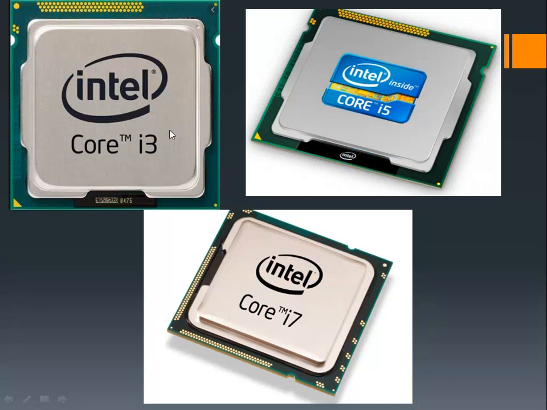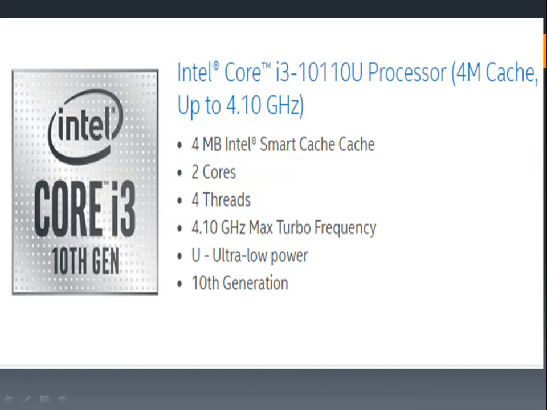If you open your computer, you will see something like this on your motherboard. This is how the processor will look. It all depends on the generations. I'll explain what generations are later on, but this is how it will look in your circuit. Okay, and now let's start by looking at the Core i3.